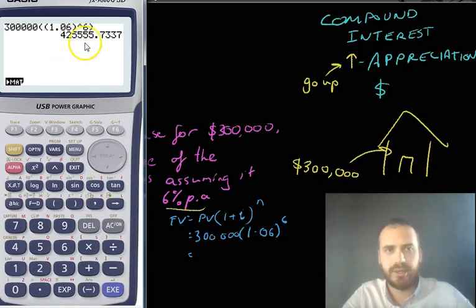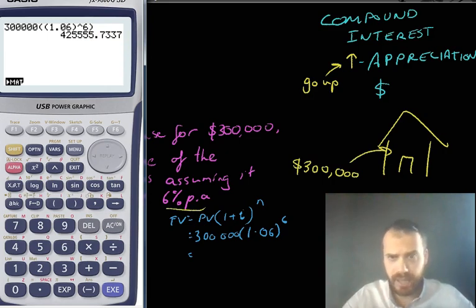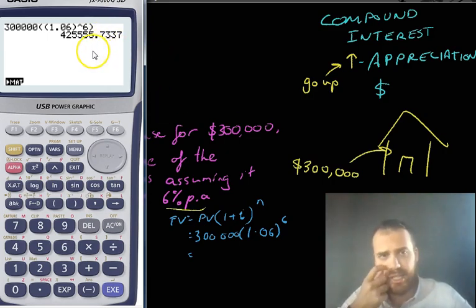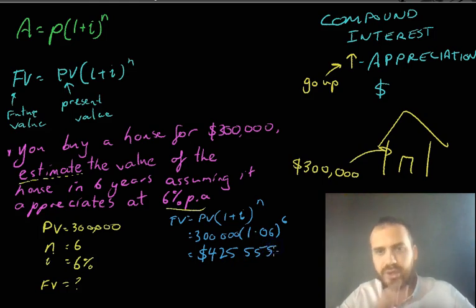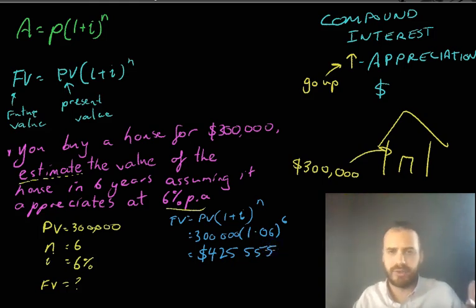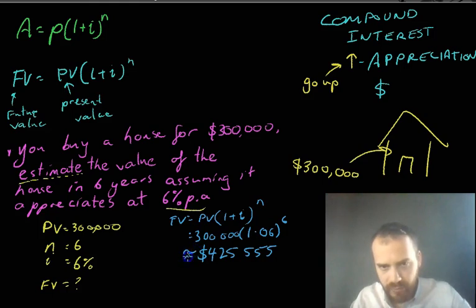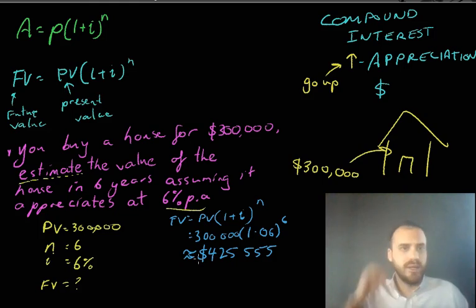Okay, so I've typed that into my calculator and I get 425,555. I won't worry about the decimals here because I'm talking about a house price. No one's going to worry about the cents. So $425,555. Okay, stop, think, have a look at this. You bought a house for $300,000. After 6 years, assuming it appreciates at 6% per annum, we have an approximate value of $425,555 after 6 years. That's what we talk about when we talk about appreciation.